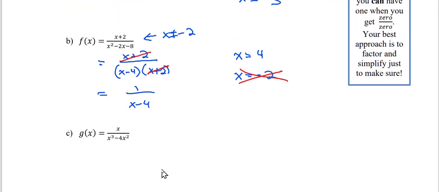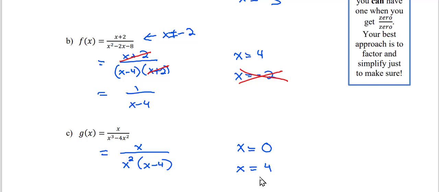But let's take a look at this guy. If we were to simplify this, let's factor out an x squared. That gives me x minus 4. That tells me x equals 0 is going to cause a problem in the denominator. x equals 4 is going to cause a problem in the denominator.